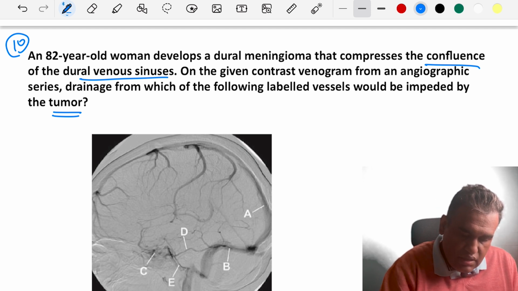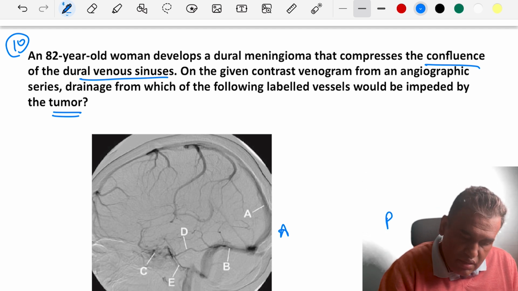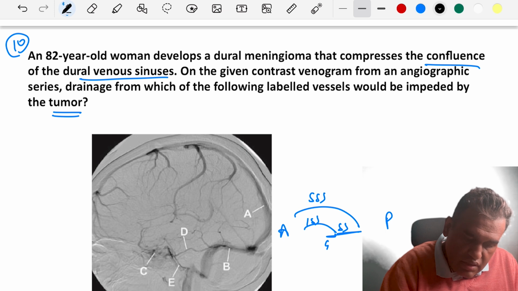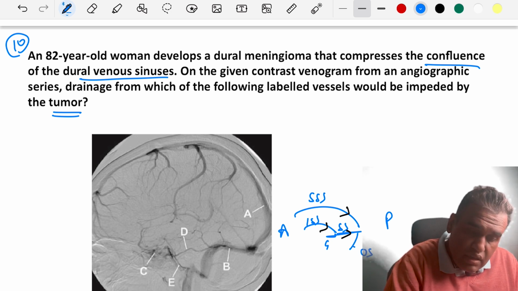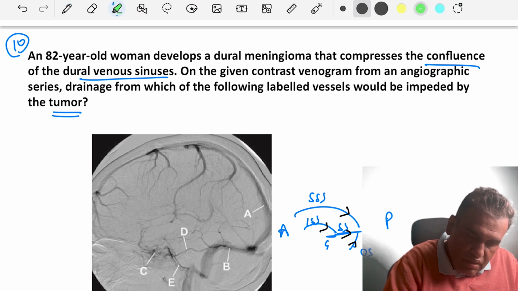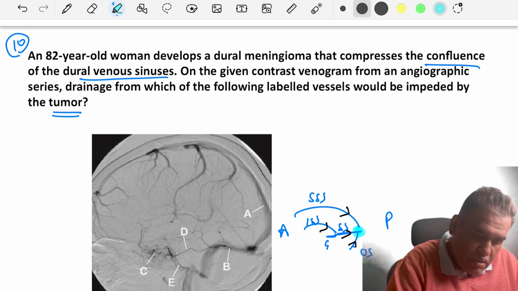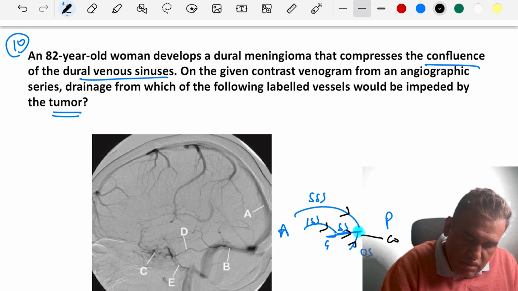If this is the anterior side, that is the posterior side. This is the superior sagittal sinus. That is the inferior sagittal sinus. Here you have the great vein of Galen, G for Galen, and they all combine to form the straight sinus. The blood is flowing in this direction. There is also a small sinus coming from below known as the occipital sinus. Now all of the blood over here meets over here, and that location is the confluence of sinuses.